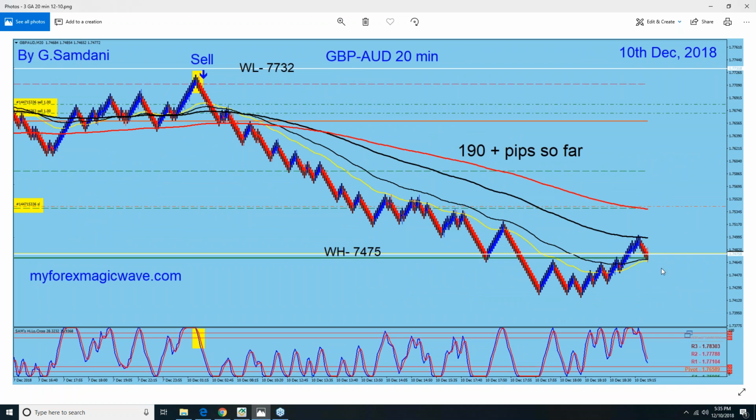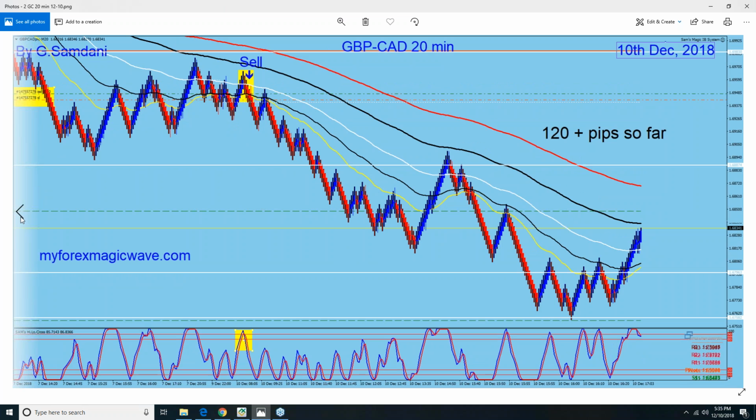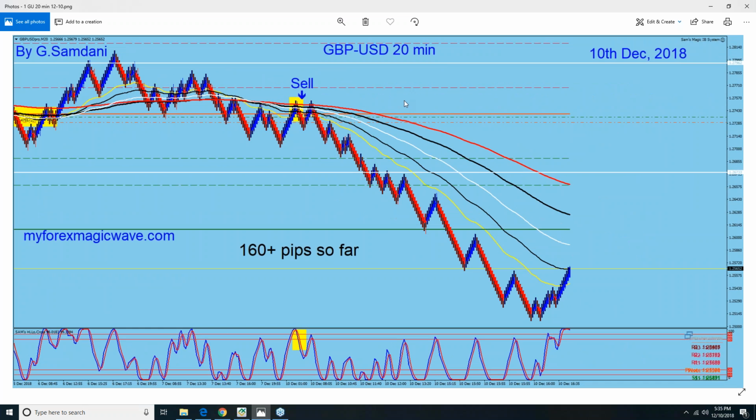And then pound Aussie, I took, these are the entries, and this is the SL move. You can see 190 pips. And pound CAD dropped more than 200 pips, but it's like 120 pips on here. And this is pound USD, 160 pips. So this is how easy it is, and this is what I teach in my webinars.